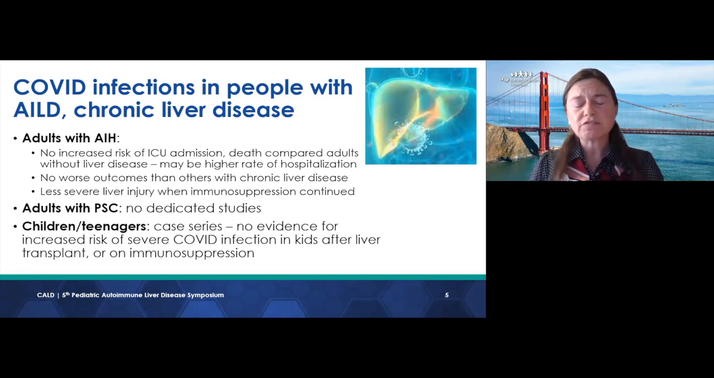In children and teenagers, we have a pretty limited amount of information. There is a very nice case series that was contributed to by folks across the world of COVID infections that presented in kids either with liver disease or liver transplant. And they found no evidence for an increased risk of severe COVID infection in kids after liver transplant or kids who were on immunosuppression. There was a handful of kids in that series that had autoimmune hepatitis and were on immunosuppression. And again, no evidence of more severe infection or hospitalization and no deaths in that series.